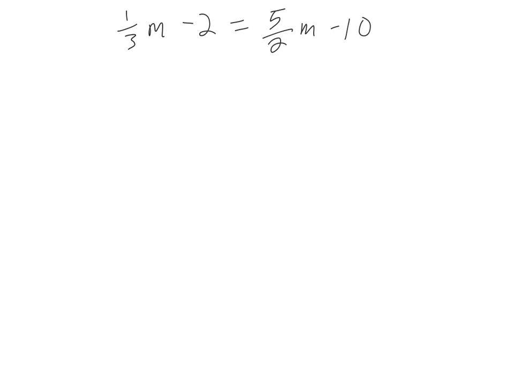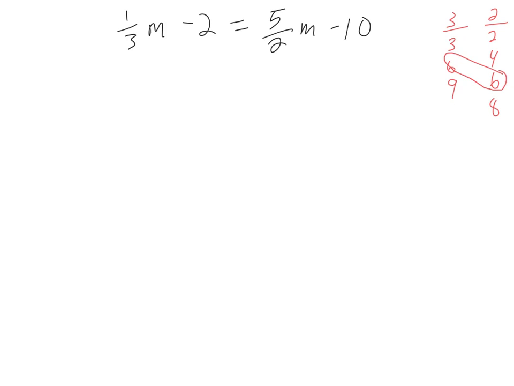Here's what I mean by that. Denominators here are 3 and 2. The least common multiple between 3 and 2 is 6. Here's how I know that. Multiples of 3: 3, 6, 9, and so on. Multiples of 2: 2, 4, 6, 8. That 6 is common and it's the least common.